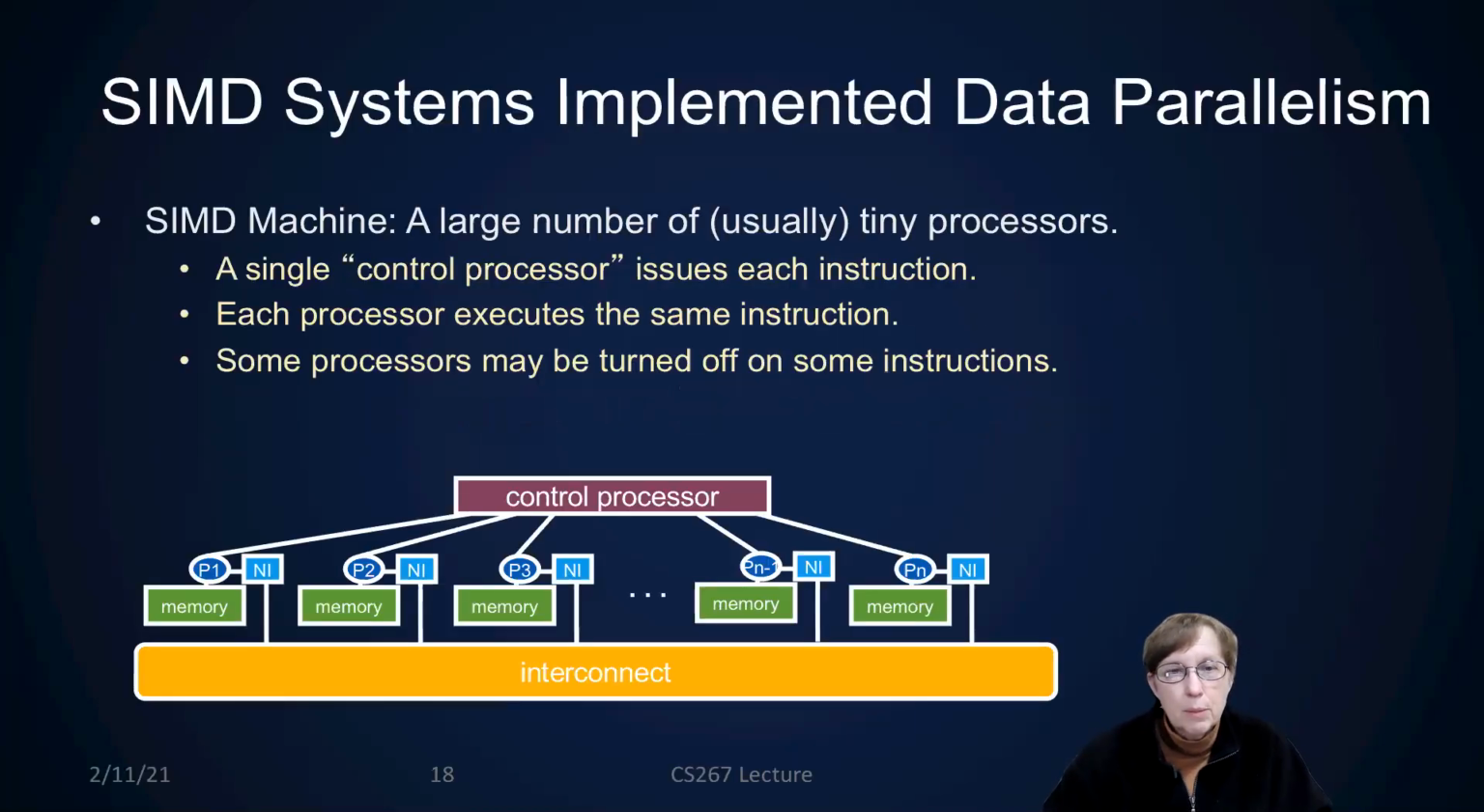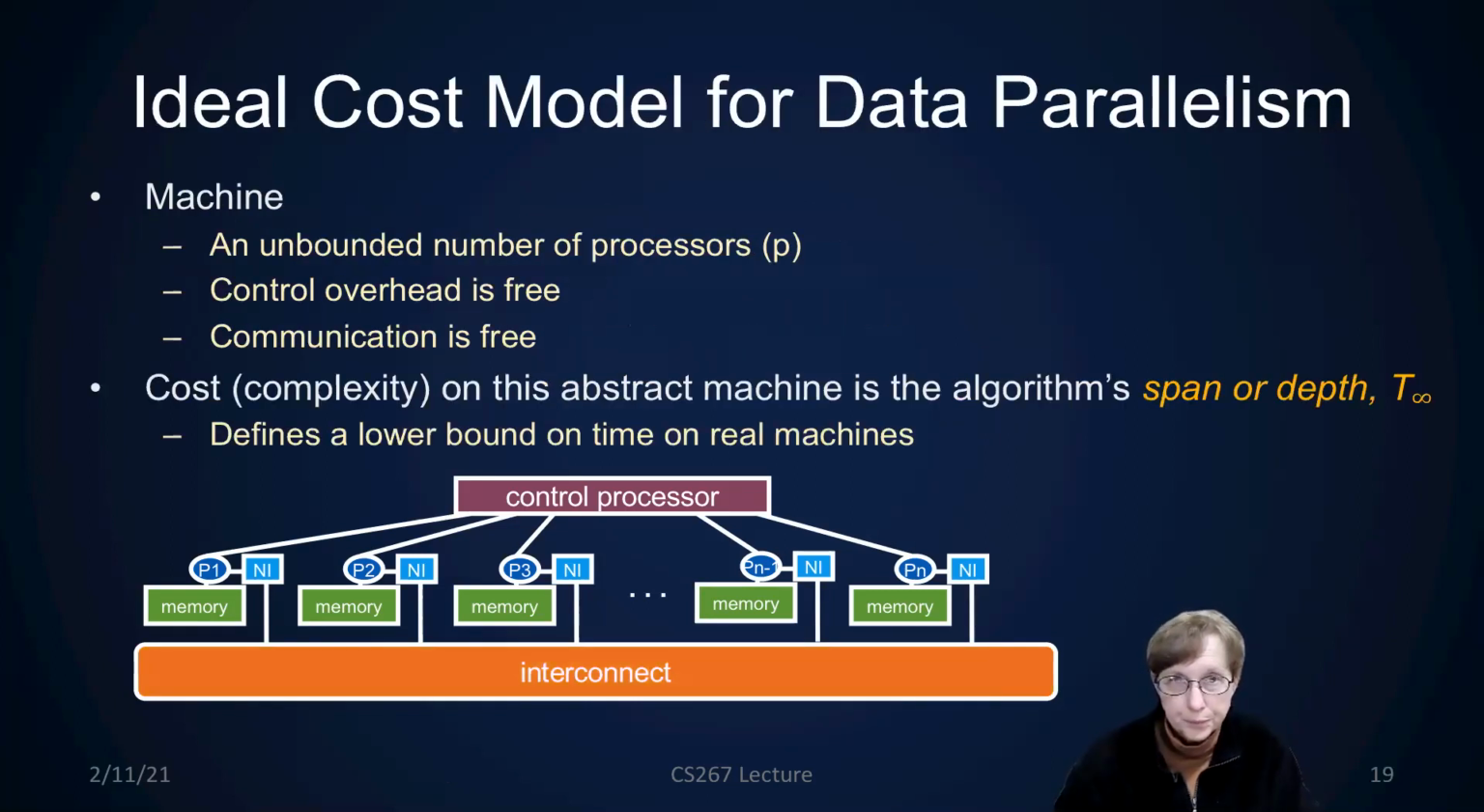So in our SIMD machine, we're going to have a large number of usually very simple or tiny processors. And the single processor is called the control processor. You can think of it as broadcasting the instructions out to each of the individual processors that are doing the computation. They each have some memories associated with them, although they may also have the ability to directly read and write somehow through this interconnect network through to the memories of the other processors and so on.